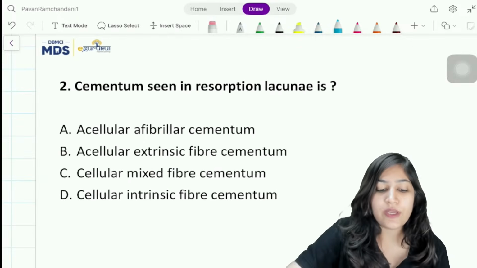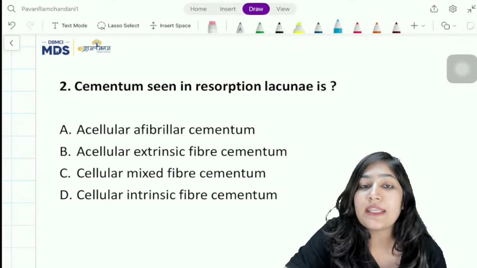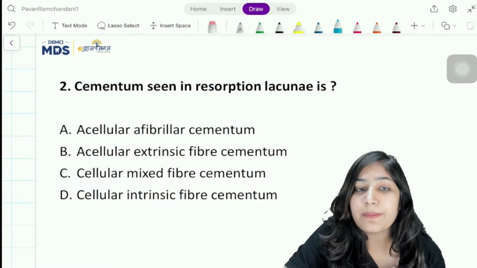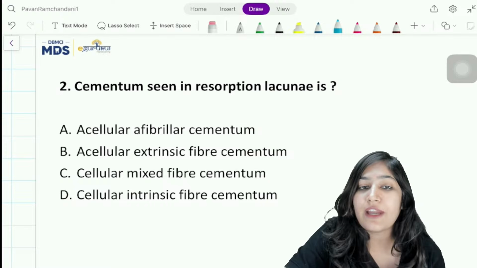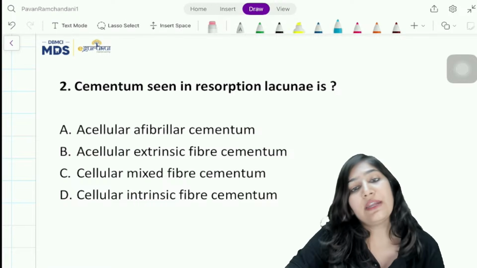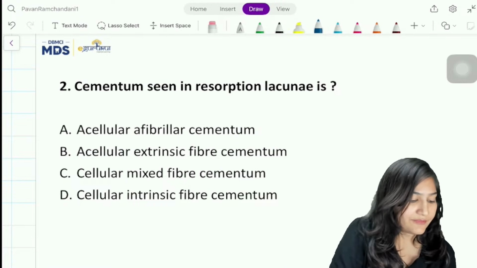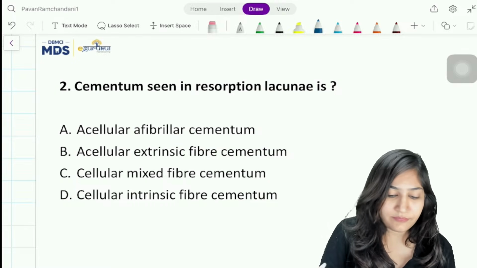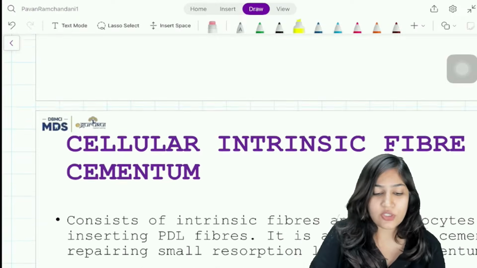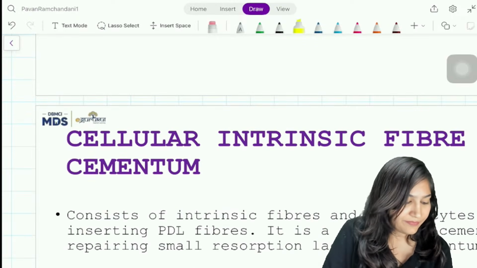Coming to our next question, also from our recent INI-CET exam. Cementum seen in resorption lacunae is it acellular afibrillar cementum, acellular extrinsic fiber cementum, cellular mixed fiber cementum, or cellular intrinsic fiber cementum? So what will be the correct answer here? Anyone? We have recently discussed this question also. Cellular intrinsic fiber cementum. Yes.